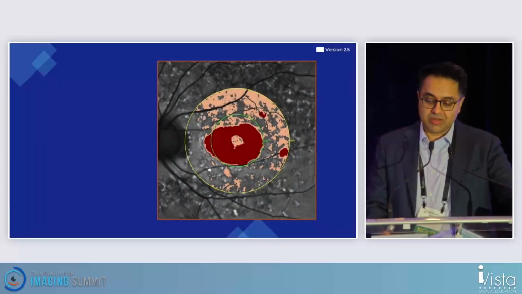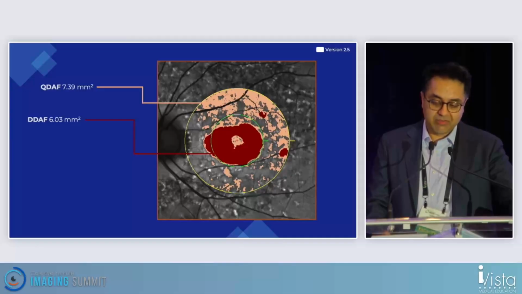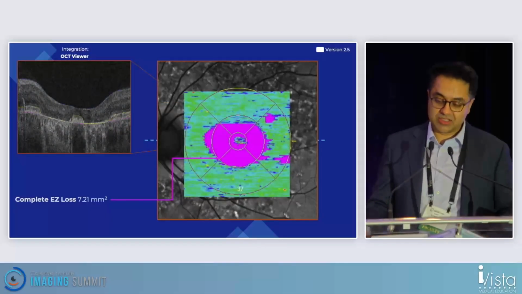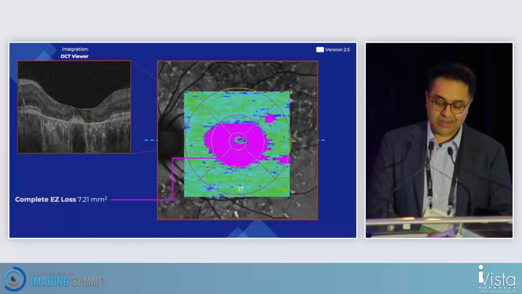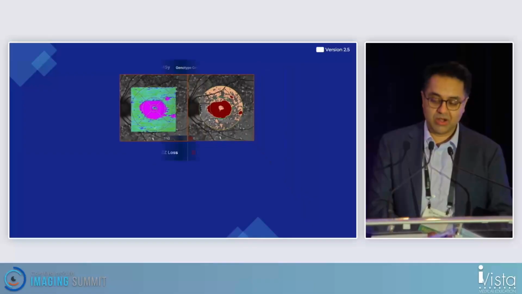We're actually thresholding relative to the overall brightness of the image, and able to define both what was originally defined as the DDAF and QDAF, but I'm going to propose that we name these a little bit differently. And with this tool, the OCT viewer, we can integrate and actually compare the areas of both decreased and increased autofluorescence to what changes are occurring on OCT.